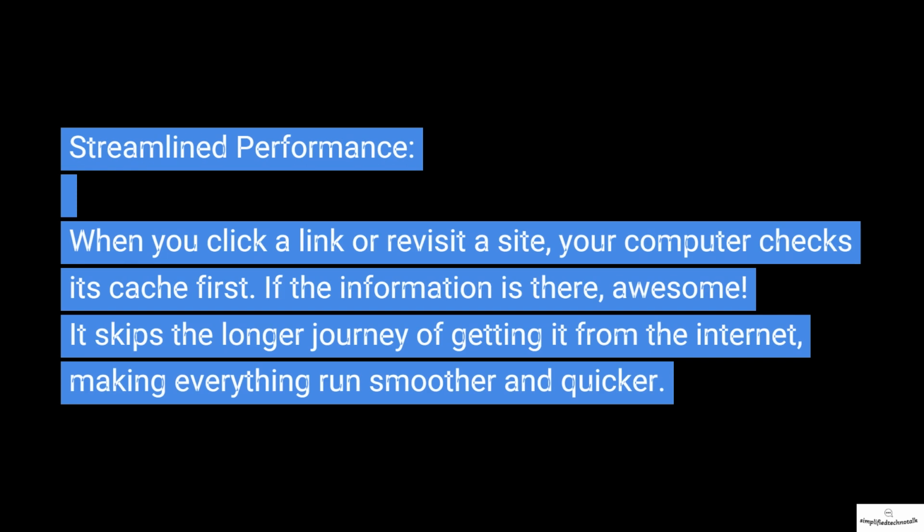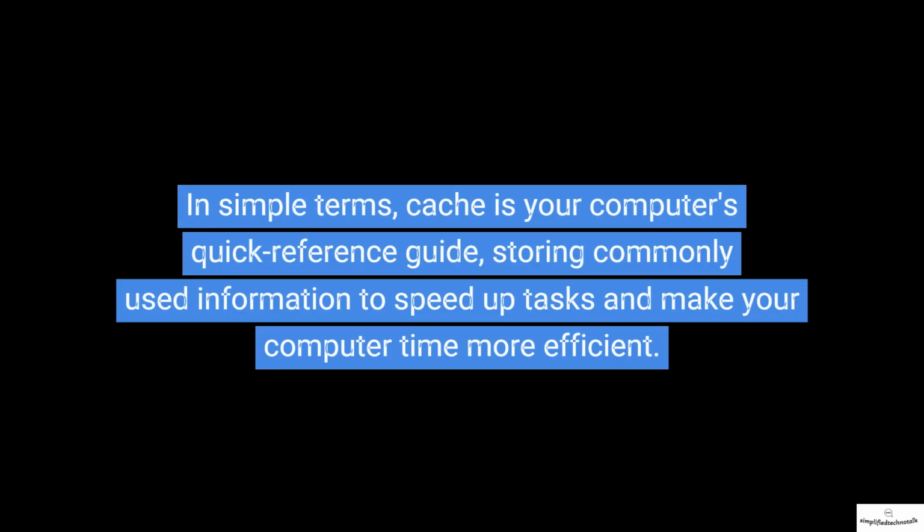Streamlined performance. When you click a link or revisit a site, your computer checks its cache first. If the information is there, awesome. It skips the longer journey of getting it from the internet, making everything run smoother and quicker. In simple terms, cache is your computer's quick reference guide, storing commonly used information to speed up tasks and make your computer time more efficient.